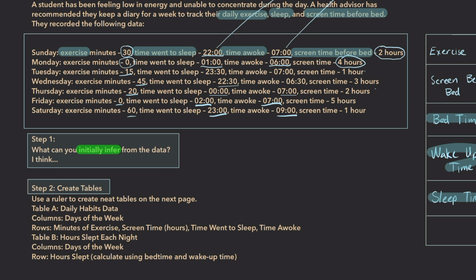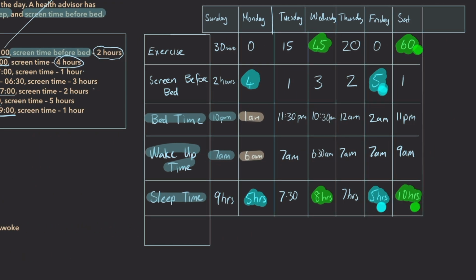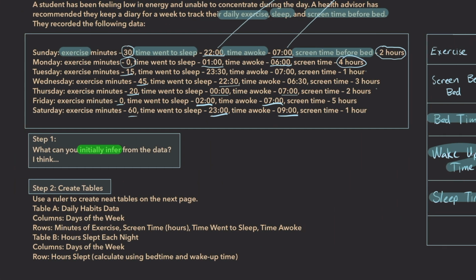So what can you infer from the data? I think that it seems like exercise is helping us to sleep longer, and screens before bed is meaning that we're sleeping less.